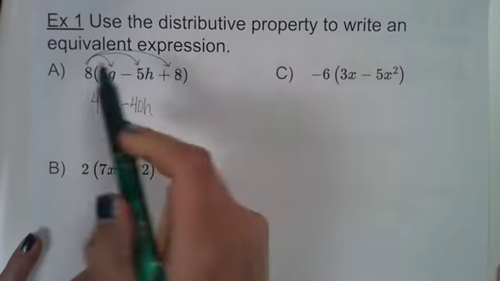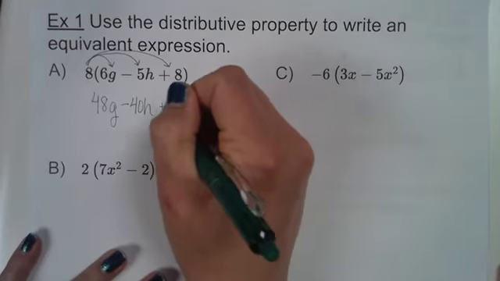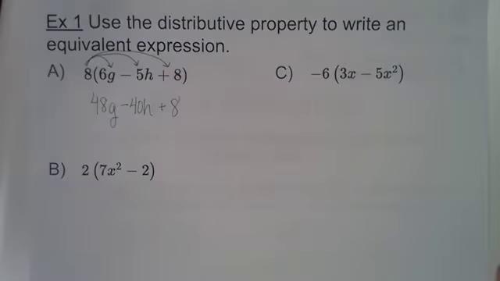Negative 40h. And 8 times 8? Do you know the number one reason students fail algebra? They don't know their times tables. That is the only reason you would not do well in this class.